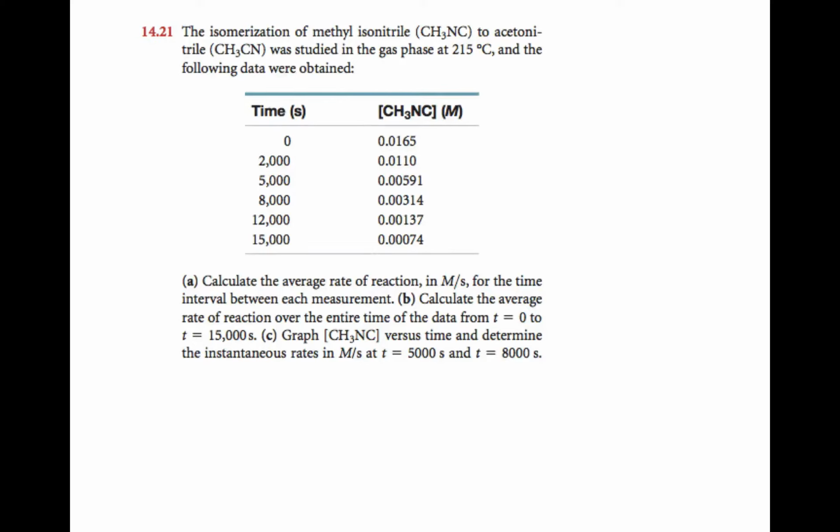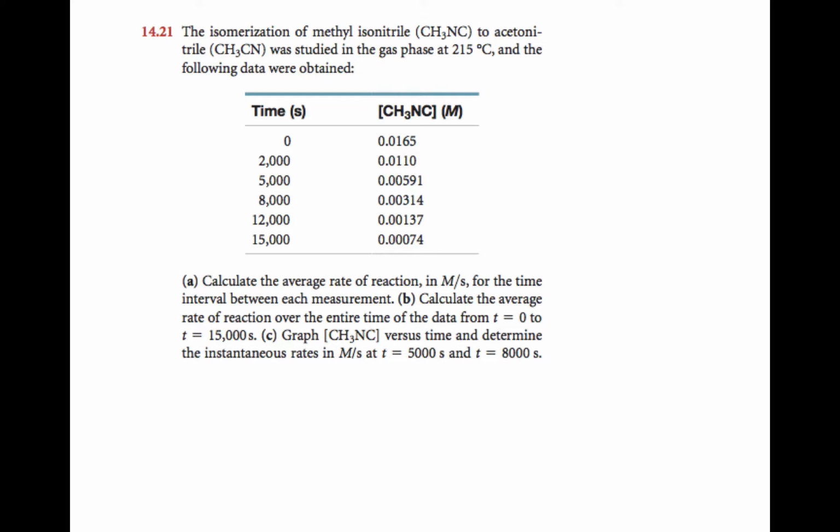The isomerization of methyl isonitrile to acetonitrile was studied in the gas phase at 215 degrees Celsius. The following data is obtained, right? So at time 0, we have a certain concentration. After 2,000 seconds, the concentration goes down. At 5,000, it goes down, down, down. Okay. Calculate the average rate of reaction in moles per liter second for each time interval.